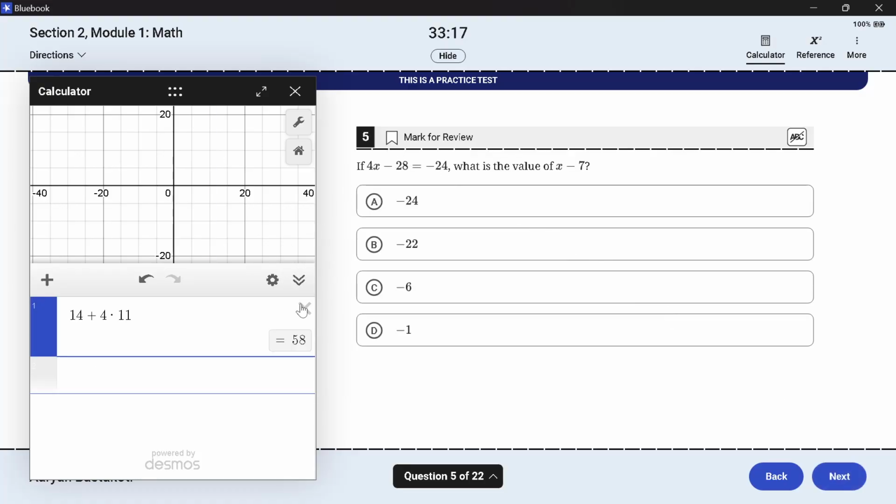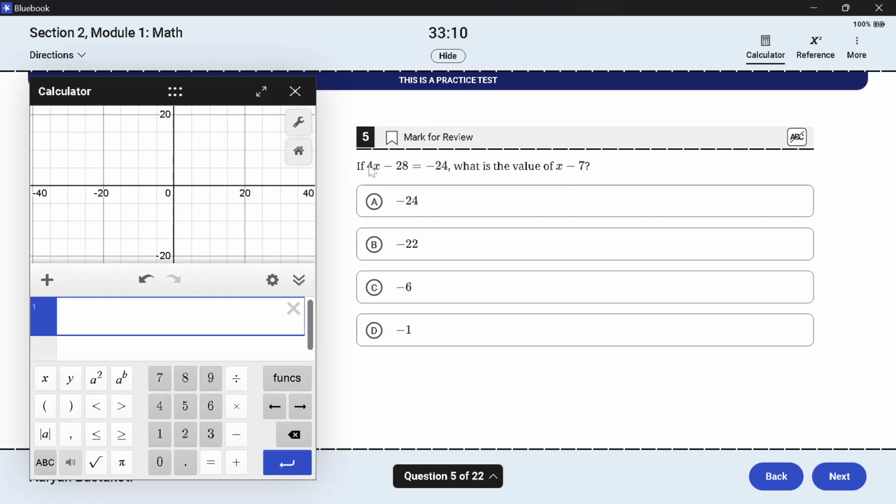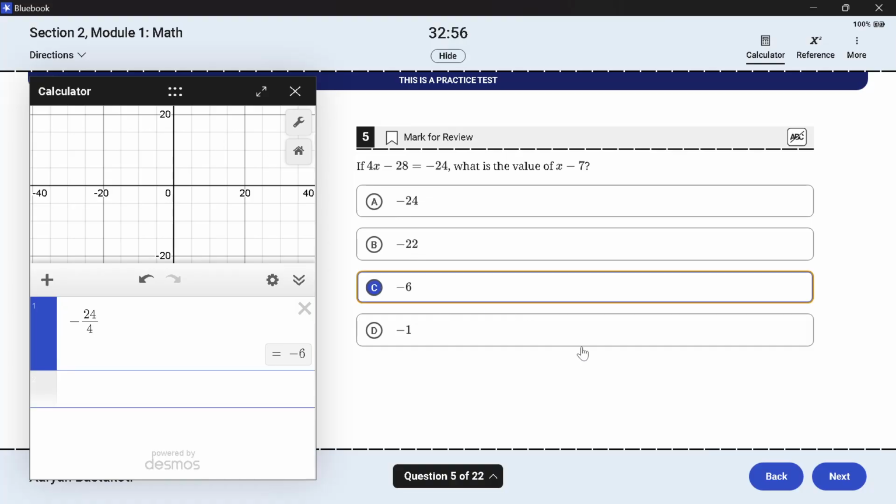If 4x minus 28 is equal to minus 24, what is the value of x minus 7? For this, we are just taking 4 common out of this. Since 28 divided by 4 is 7, we get minus 24 divided by 4, which is minus 6. Minus 6 is the right answer.